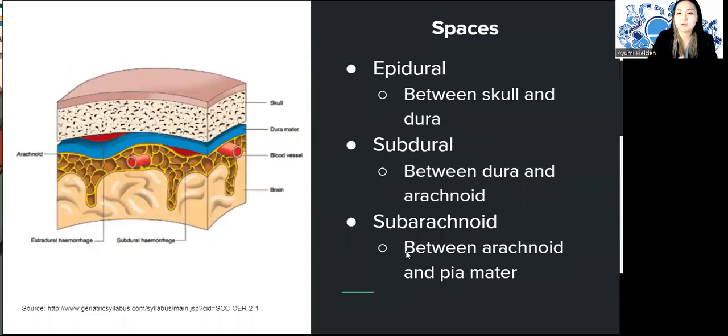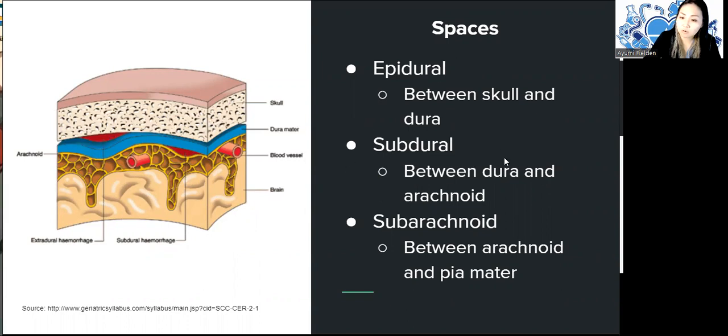Another thing you need to be aware of are the spaces. So, the epidural space. It is the space between the skull and the dura. You see that space right here, the bone, and then you have the dura right here. If bleeding occurs, like an epidural hematoma, the bleeding or the clot is located between the skull and the dura mater. So it's right here. That's where an epidural hematoma would form.